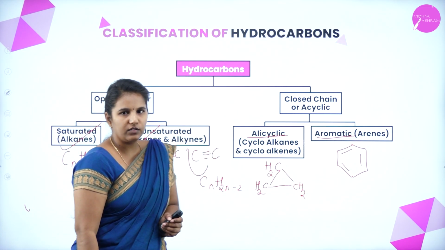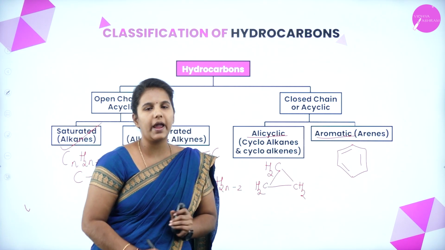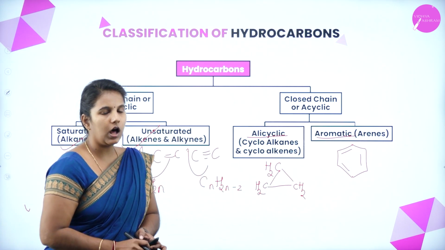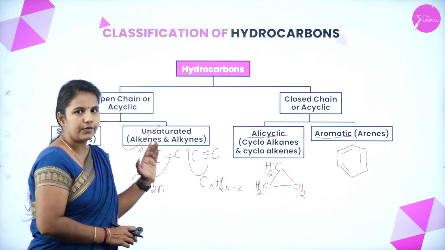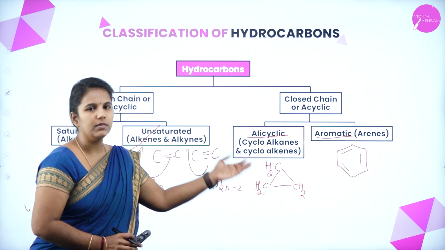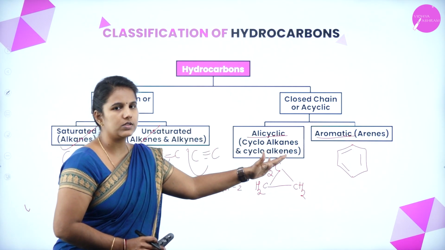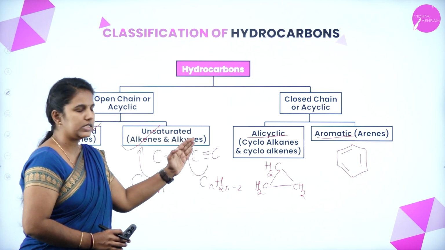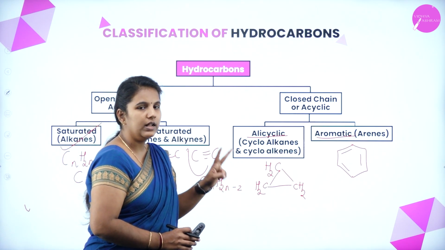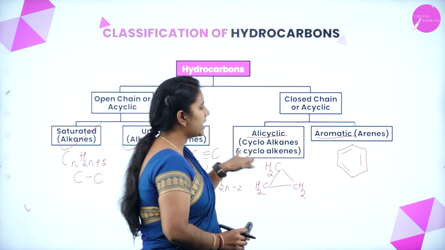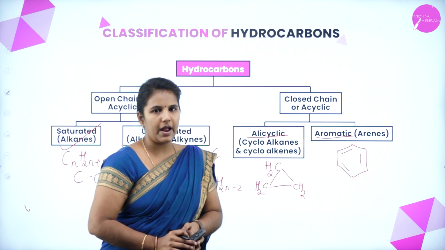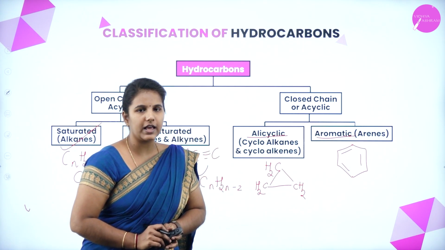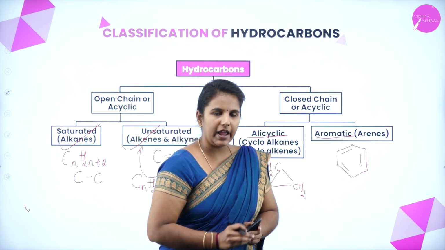There are three carbon atoms there: cyclopropane. This is how we can easily classify the hydrocarbons into the following types: the open chain and closed chain. If it is an open chain, again there are two types, saturated and unsaturated. If it is a closed chain, there are again two types, that is alicyclic and aromatic. So hope you have understood this classification along with the examples.